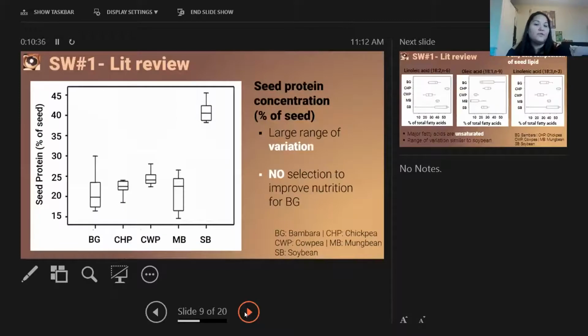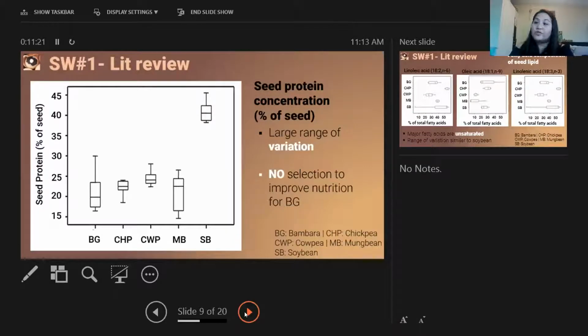Using the literature review, I managed to generate a nice box whisker plot. You can see the range of variation from literature across the 5 species. Seed protein is a very important component for food crops, as well as plant-based food sources. Bambara has quite a large range of variation in its seed protein. It ranges from 9 to 30% of the seed, which is quite a large variation, mainly attributed to genetics and the growing environment. It is actually higher than chickpea, cowpea, and mungbean, but nowhere as high as soybean, but that's a given.